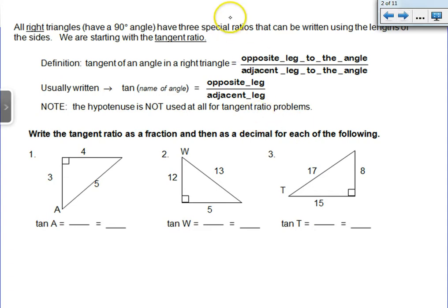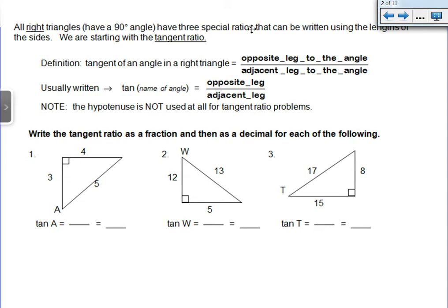So remember, you have an angle, which is not going to be at the right angle, so that's your point of reference. And then these are all right triangles, so there's going to be a hypotenuse, and then an adjacent leg, which is next to your angle, not the hypotenuse though, and then an opposite leg.